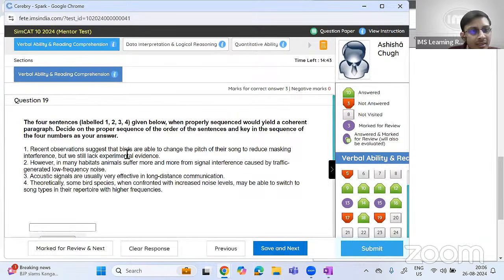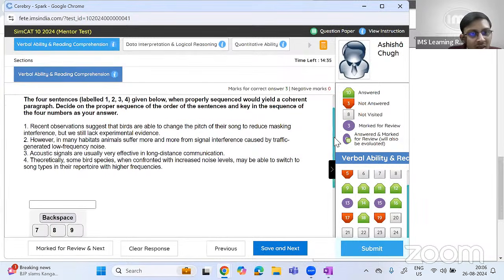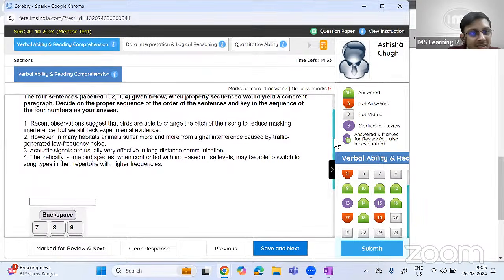Next one. "Recent observations suggest that birds are able to change the pitch of their song to reduce masking interference." "We still lack experimental evidence." "However, in many habitats, animals suffer more and more from noise caused by traffic-generated low frequency." Okay. "Acoustic signals are usually very effective in long-distance communication." "Some bird species, when confronted with increased noise levels, may be able to switch to song types in the air." Okay.